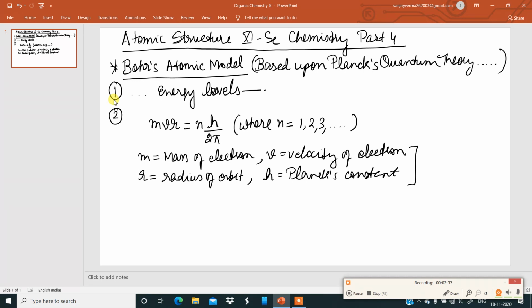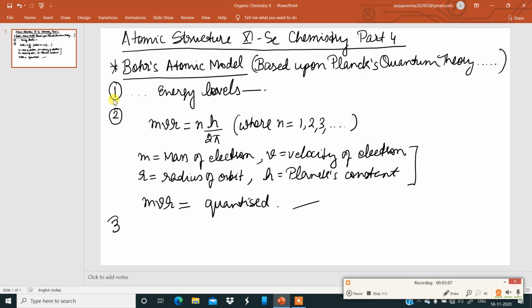Please note over here that the angular momentum of electrons in atoms is quantized. That means the angular momentum of electrons in atoms is quantized. It is always a whole number. That is the second postulate of the Bohr's atomic model.